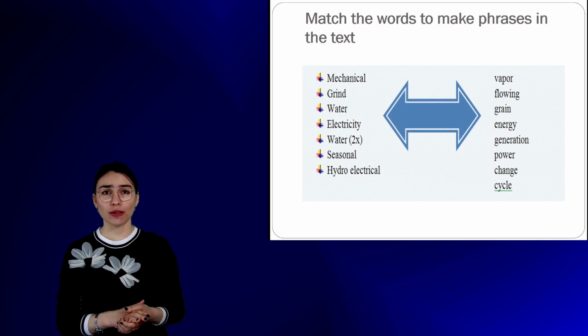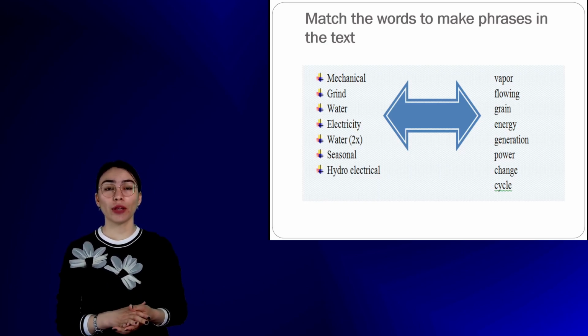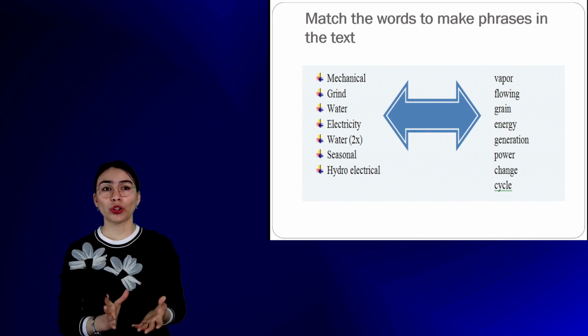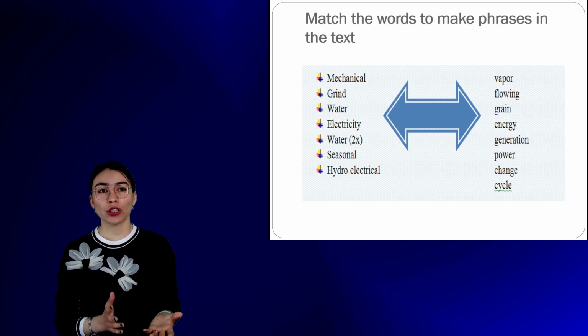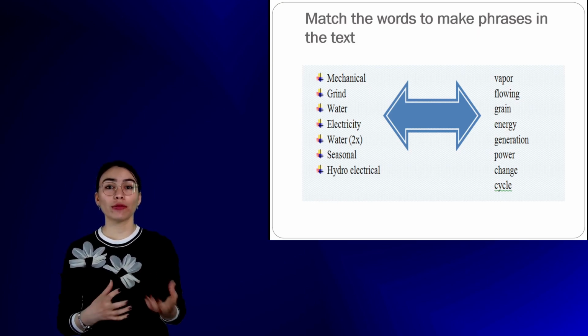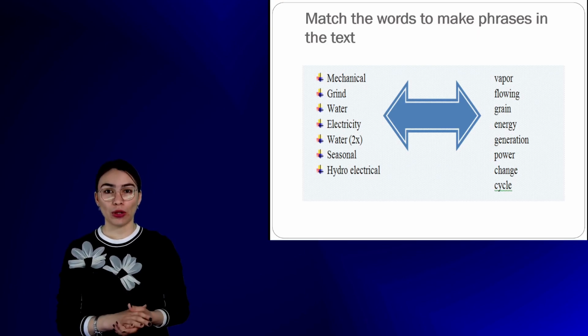Let's do some tasks. The first task is about matching the words to make phrases in the text. Let's do one of them. For example, water vapor, or water energy, or water cycle. So it can go with different words, and you can make phrases with the other words also.